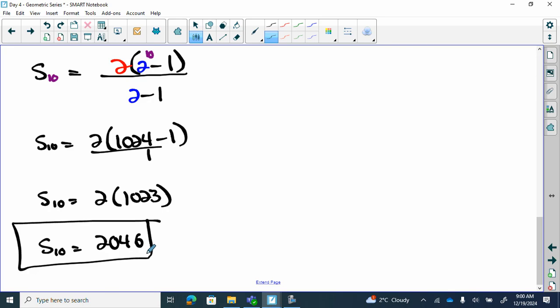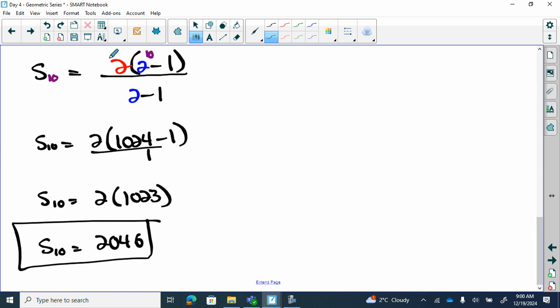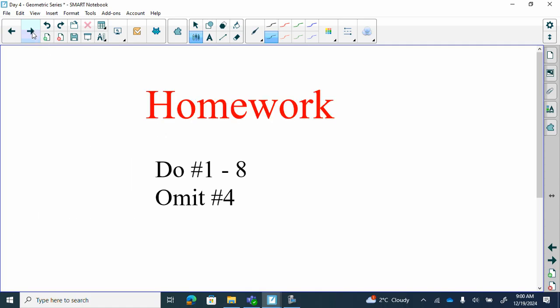Now, what could you do to check where there's only 10 numbers? You could add these guys right here. What do you think they add to? 2,046. Booyah. Short one today.